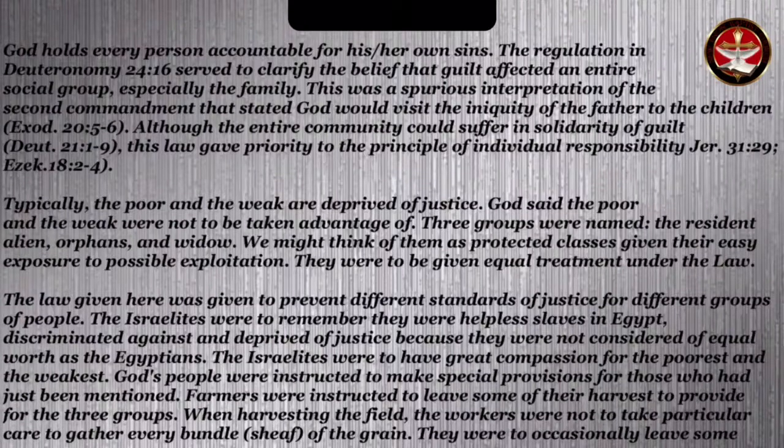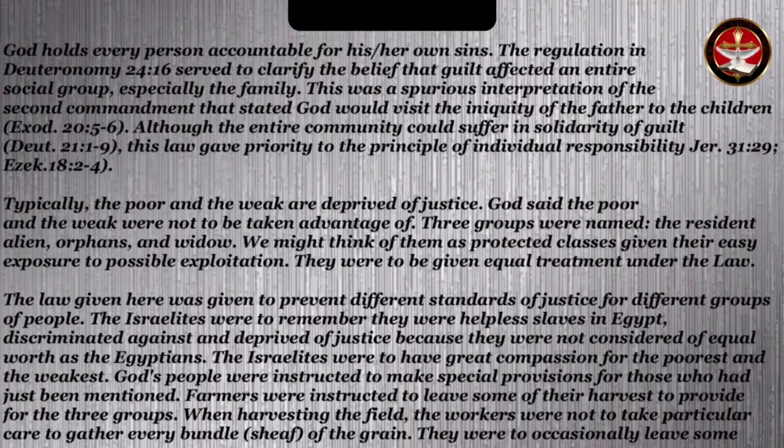The law given here was given to prevent different standards of justice for different groups of people. The Israelites were to remember they were helpless slaves in Egypt, discriminated against and deprived of justice because they were not considered of equal worth as the Egyptians. The Israelites were to have great compassion for the poorest and the weakest.